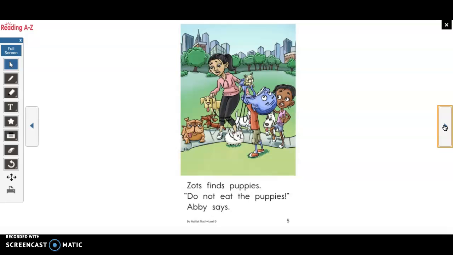Zotz finds puppies. Do not eat the puppies, Abby says. Look on the screen and see if you can find the exclamation point that tells us how we are supposed to read that sentence. Very good. It is at the end of this one. So it's, do not eat the puppies!